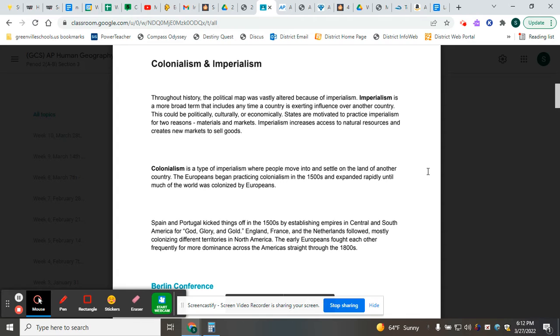And again, the diffusion of culture worldwide hundreds of years ago was largely in part to these two isms. Again, colonialism and imperialism. And throughout history, the political map was vastly altered because of these two concepts. Imperialism is a more broad term that includes anytime a country is exerting any kind of mainly political, economic, or military influence over a smaller, usually less developed country.